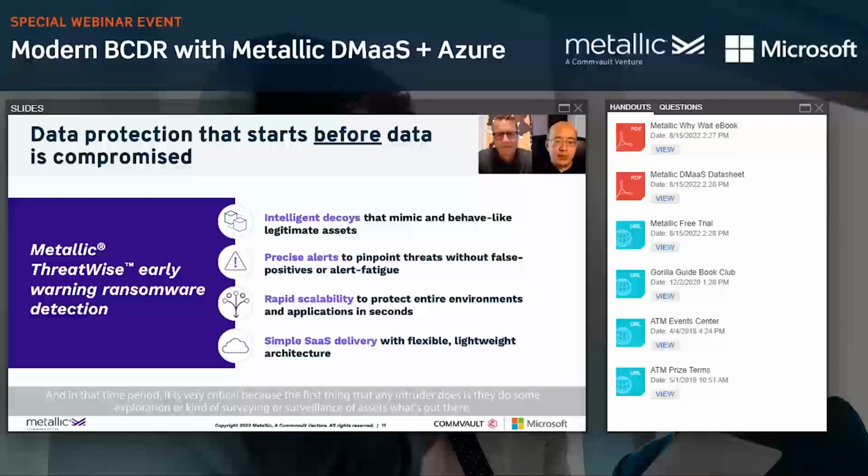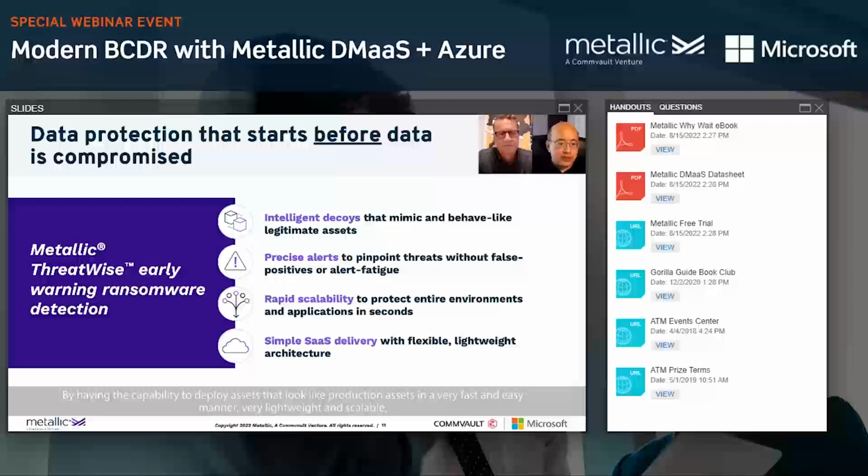And in that time period, it's very critical, because the first thing that any intruder does is some exploration or surveying or surveillance of assets: what's out there, what's important, what databases or services are out there that contain critical data. And that's where ThreatWise comes in, right?